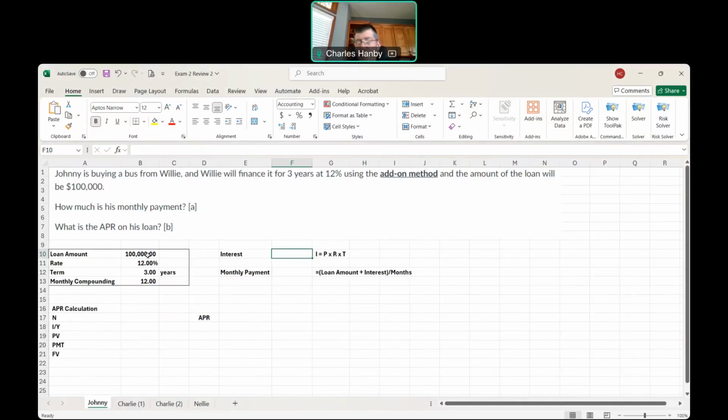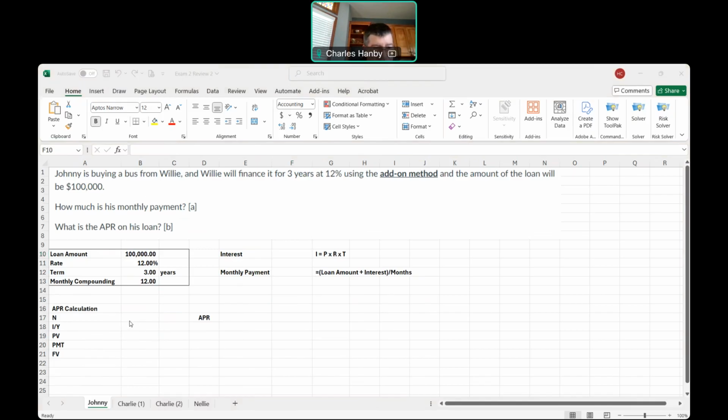Okay, this is the second review for exam 2. As I've said previously, exam 2 will look a lot like exam 1, obviously covering different chapters. But the problems that we're going to work, we're going to do declining balance loans, add-on loans, and discount method loans, and then we're also going to do mortgage refinancing.